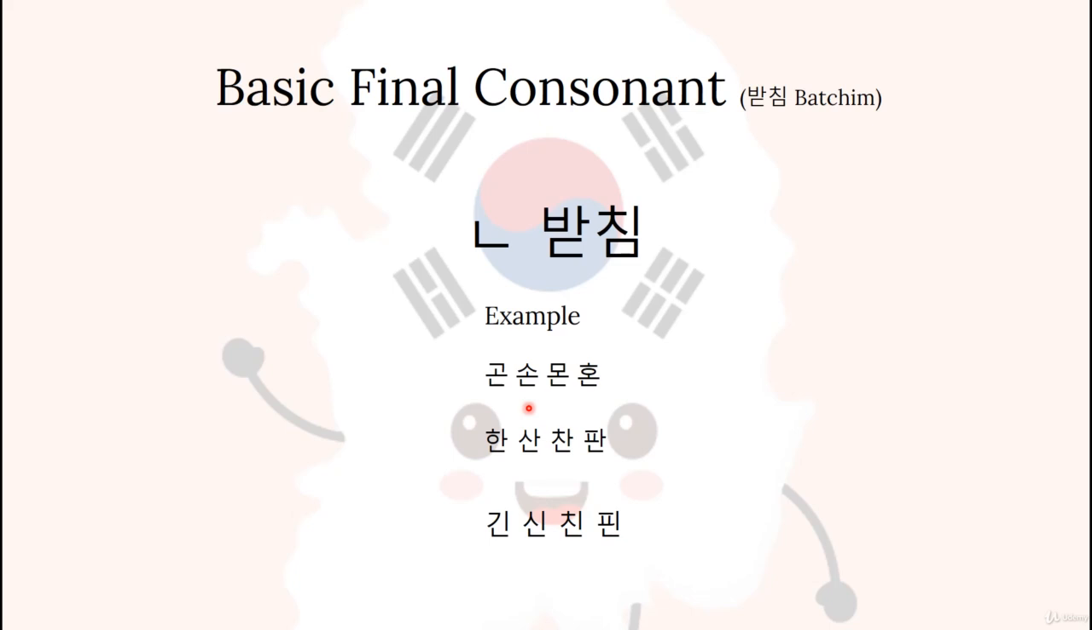손, 손. 손 also means hand in Korean. 몬, 몬. And this is 혼, 혼. Okay, moving on to the next line. 한, not 하늘, it's 한. 산, 산. Also in Korean it means mountain. 찬, 판.